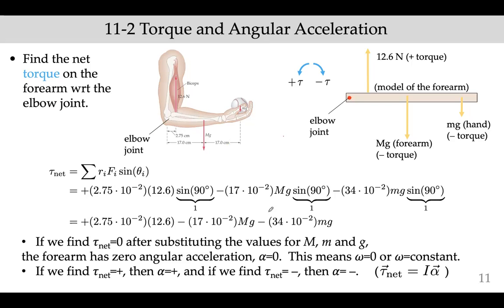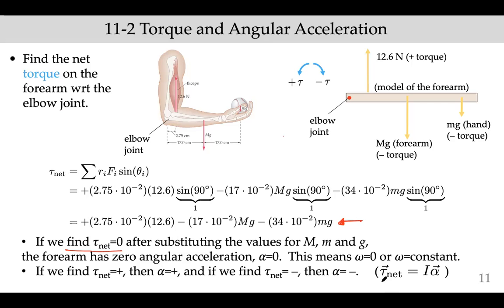If you multiply the numbers, the final result will be this. Here, the masses are not given in numerical values, so they're just left like this. But if they're given, you can just plug in the numbers and calculate the net torque. So let's say you put in the numbers for the masses and for the acceleration of gravity, 9.8. If you find this net torque to be 0 after substituting the values for uppercase M, lowercase m, and g, then that means the forearm has 0 angular acceleration.